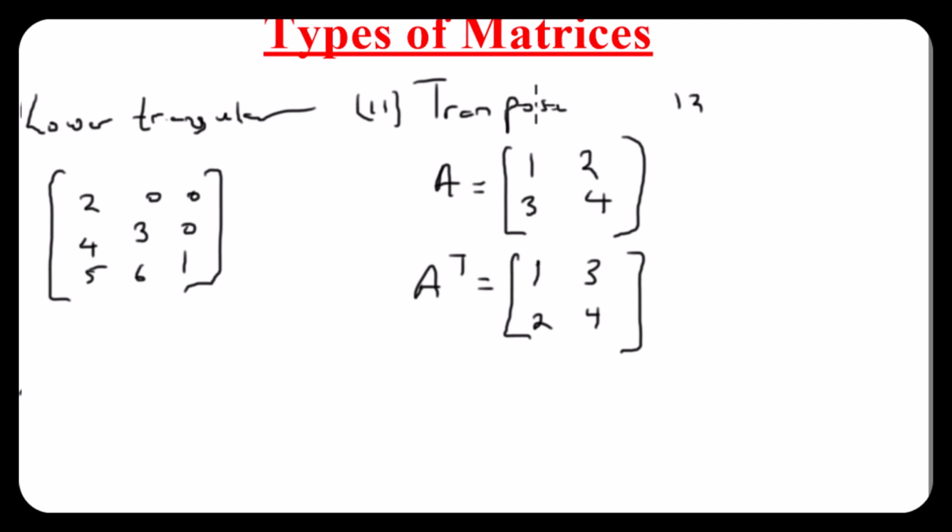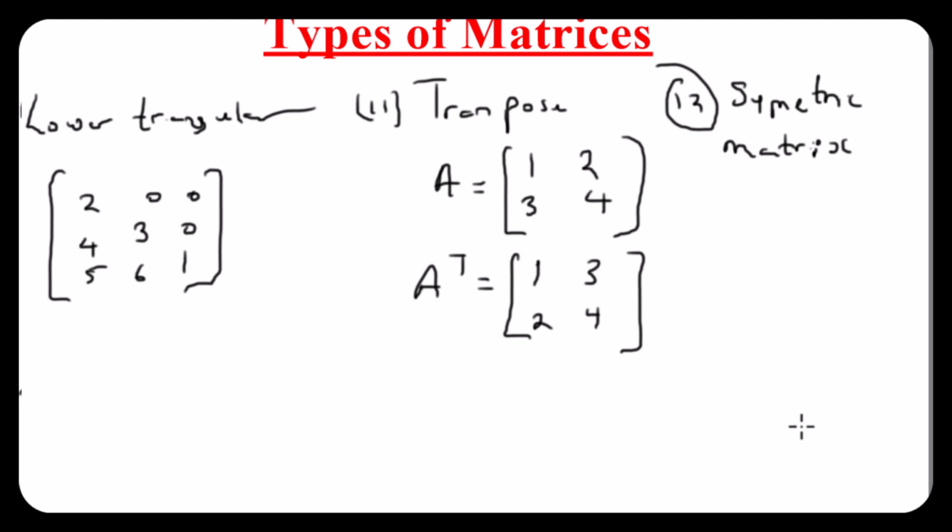For the 12th type of matrix that we have, the symmetric matrix. For a matrix to be symmetric, we're simply saying after we've transposed the matrix, it will be equal to itself.